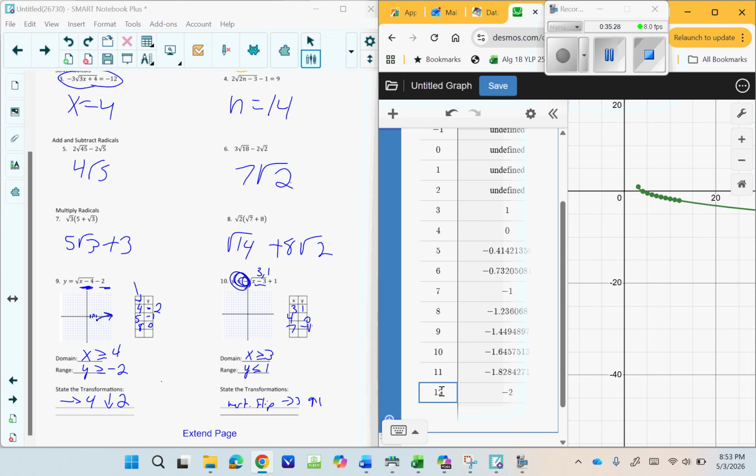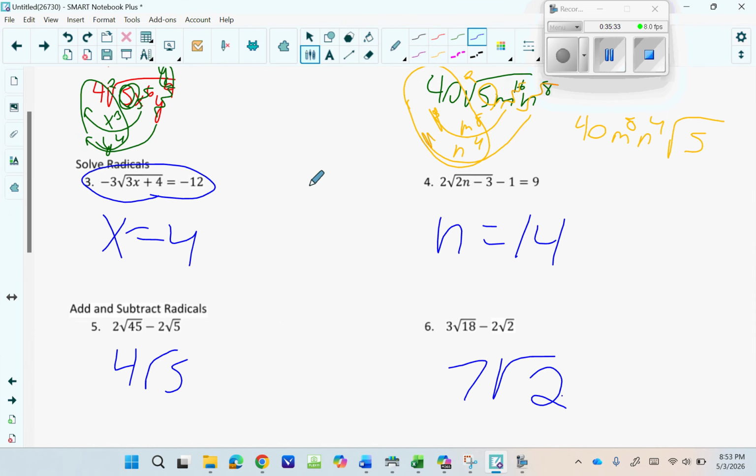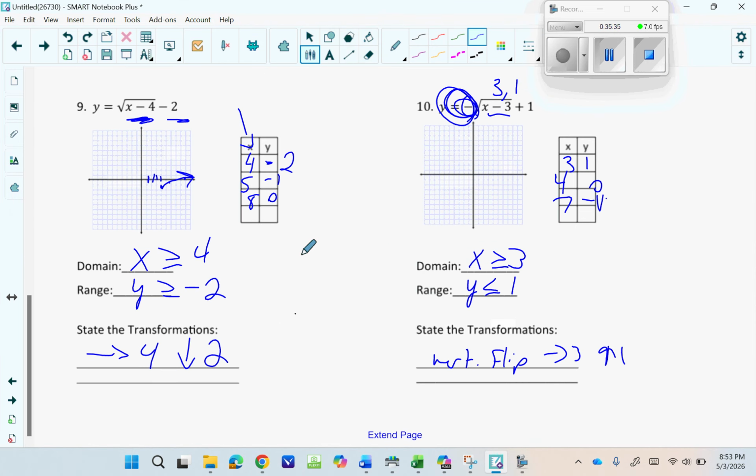There's 12, but that's off the graph. So we're just going to graph what we have here. Okay, so whew, got big. So 3, 1, then 4, 0, and then 7, -1. It's going to do something like that. And that is it, guys.